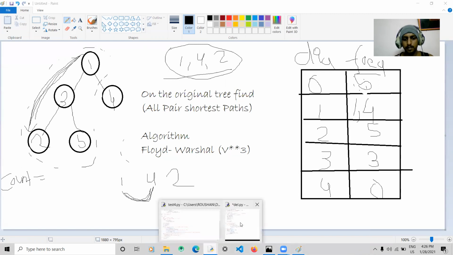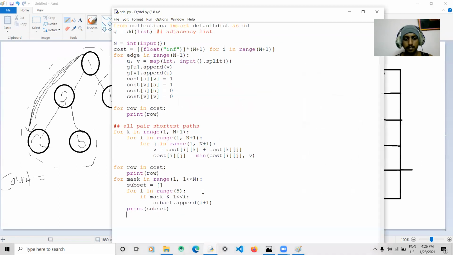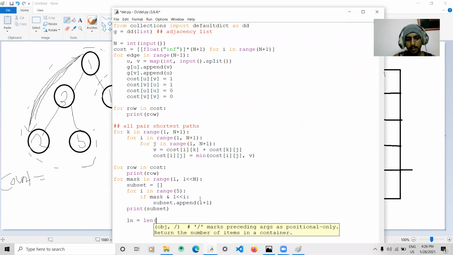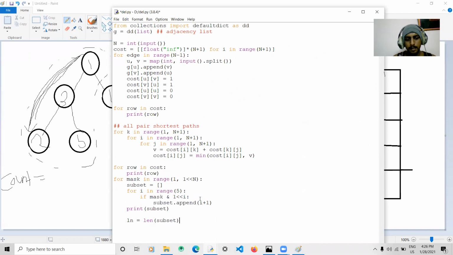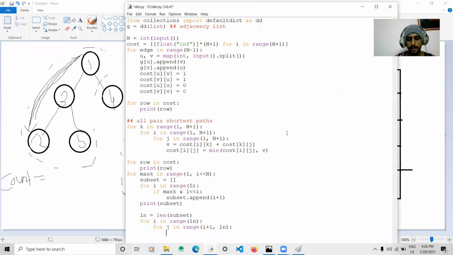So let's look at the original code once, since you're done here. What I will do is figure out the length of the subset, and I will run two loops, and j is basically one ahead. I'm basically getting a pair of indices, and I'm getting the numbers there. So I'll simply say what is subset i and subset j, and I get their cost.